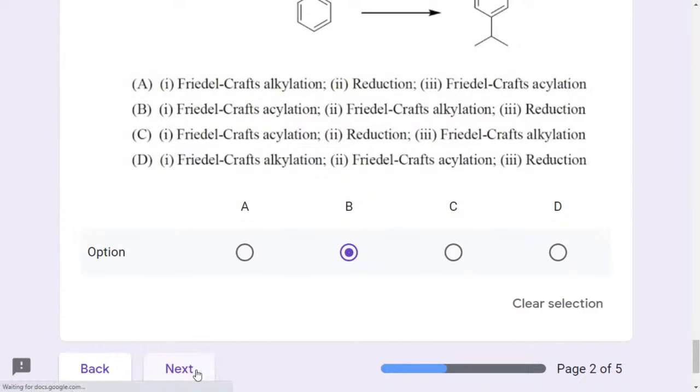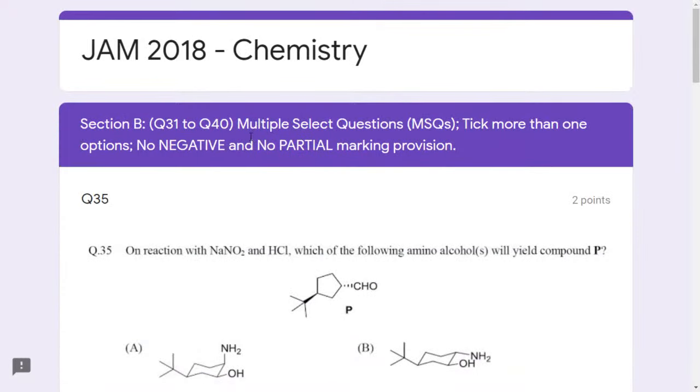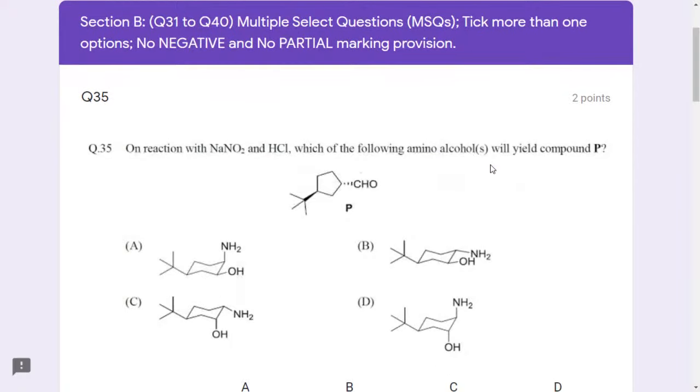Next, yes students, section B, as I said, there will be 3 sections. Section B is multiple select questions. That means you have to choose more than one option. Usually 2 options are correct, but sometimes you have to choose more than 2 also. Pick more than 1 option, no negative and no partial marking provision. That means even if you choose a wrong answer, there is no negative marking. But if you choose only 1 answer, you will not get any marks. There is no partial marking, and each question carries 2 marks, students.